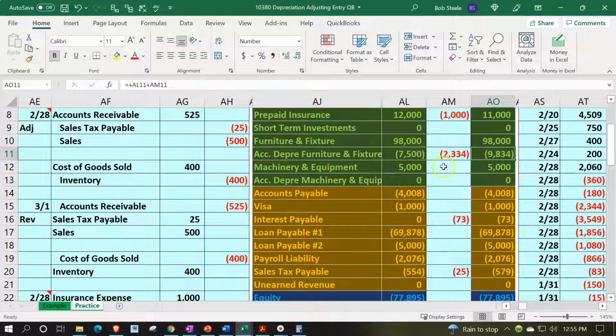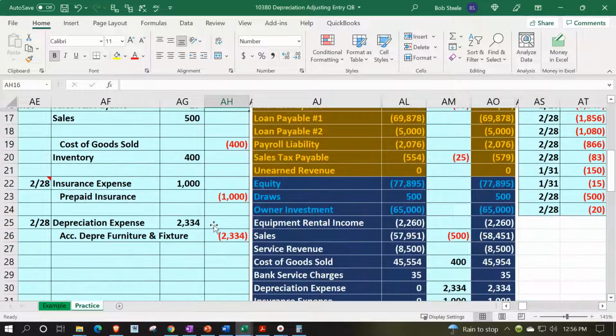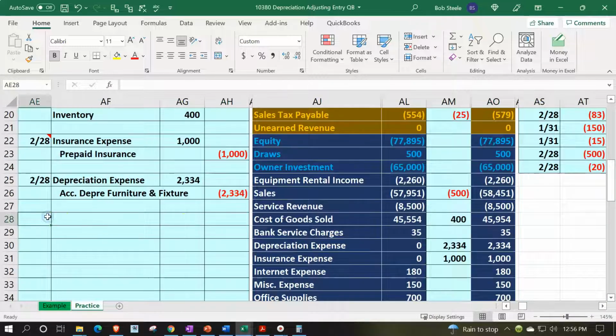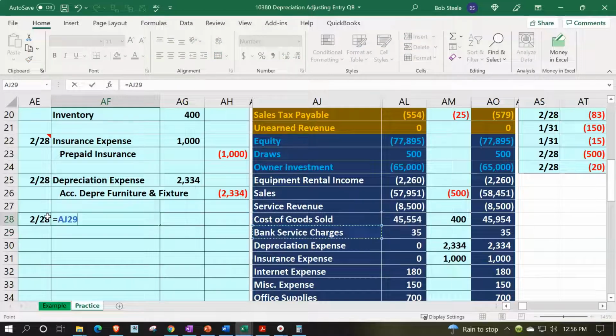So now ending balance, this is what we purchased it for. This is how much we have allocated out to expenses. The difference between the two is the 88,166, that being the book value. So then we're going to do this again on 228, depreciation expense, same debit.